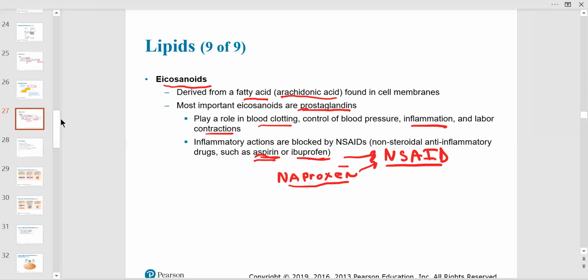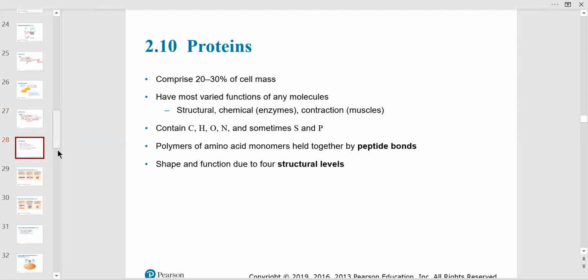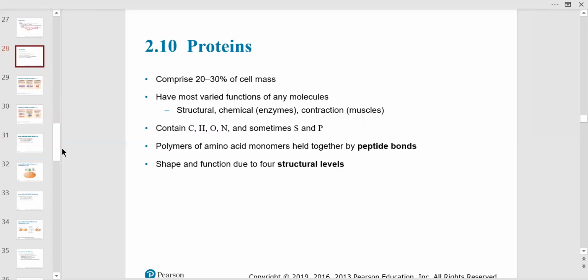So the main steroidal anti-inflammatory steroid is cortisone, which is a glucocorticoid. Again, we'll talk about that in the nervous system, but it's really endocrine. So I would love to talk about that all day, but again, we've got to talk about the skeletal system and the cell first. So proteins, a big part of the structure of the cell, 20 to 30%.